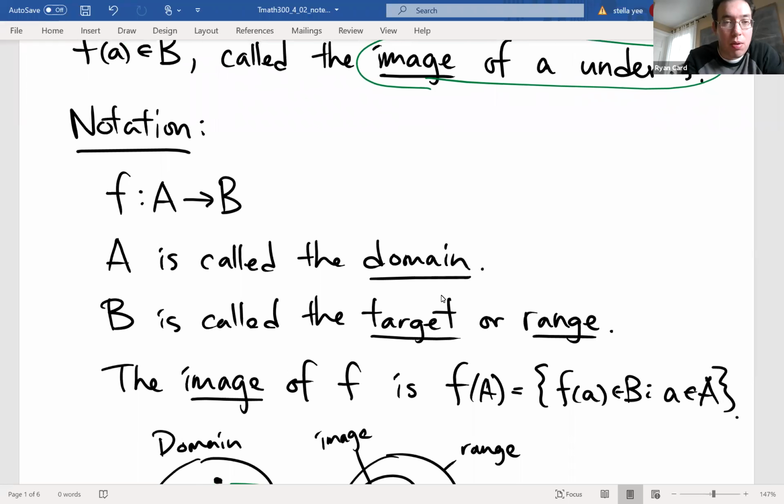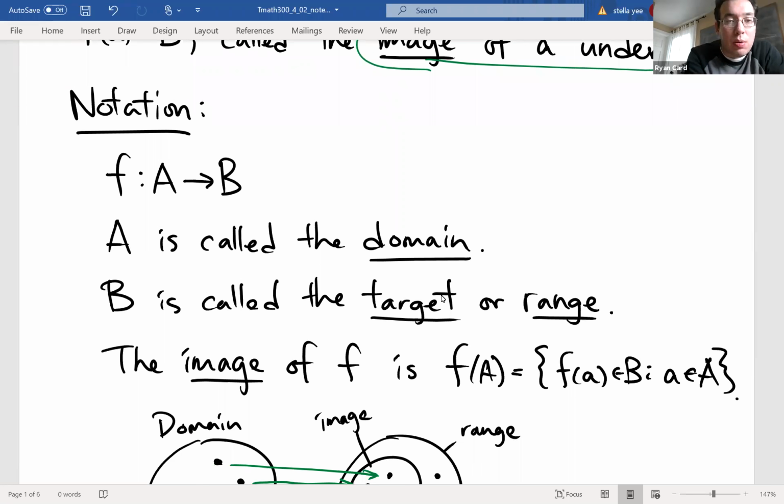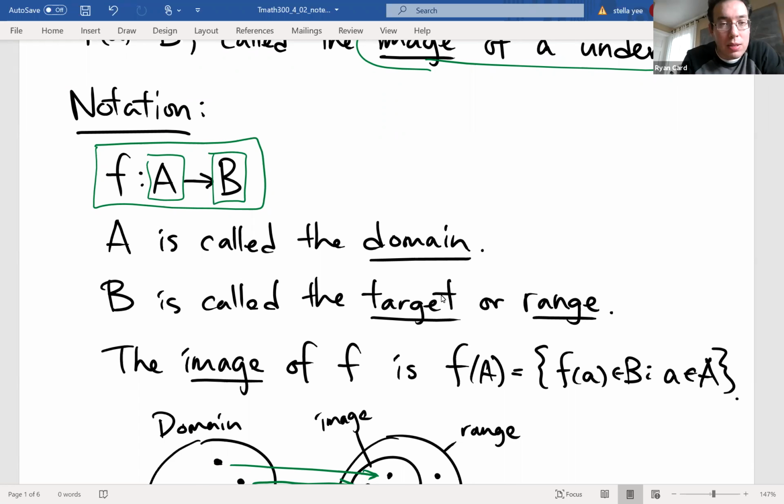Okay. So I'm sure you guys are familiar with this concept, but you might not have seen this notation before. We use the notation f: A → B to show that this is a function with domain A and range B. That is the standard notation that we're going to use from now on. A is called the domain, and B, I mentioned the word range already. It is sometimes also called the target.